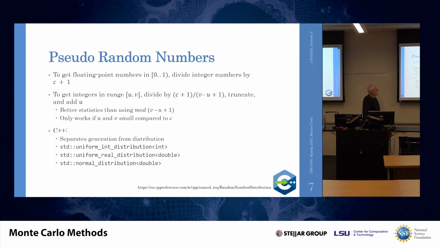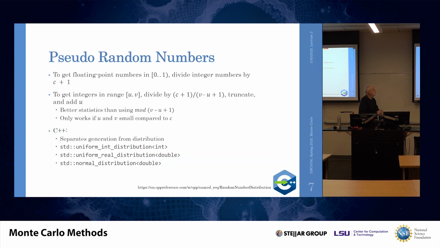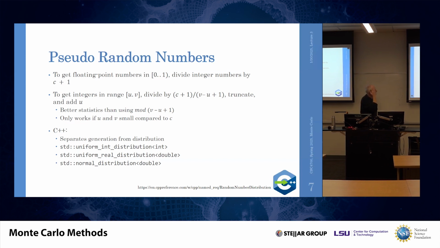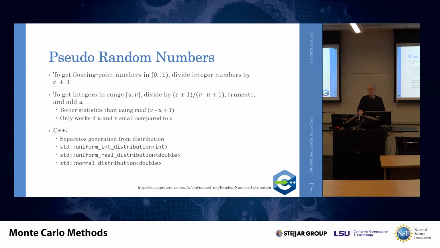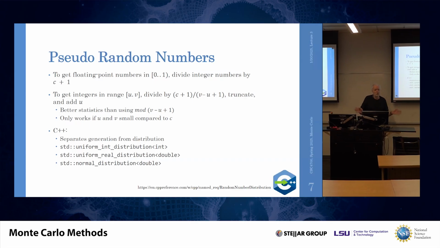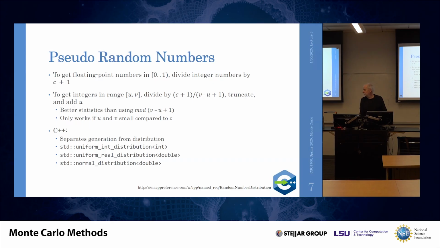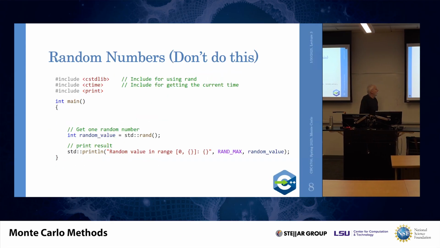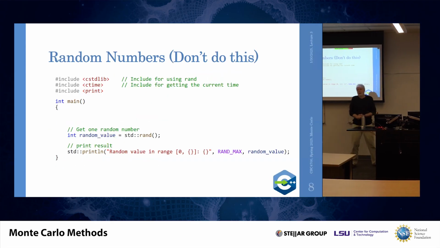Examples for these distributions are uniform integer distributions, uniform real or floating point distributions, normal distributions, whatever. So there are a whole set of these distributions that are available to you. Let's start with how you shouldn't do it.